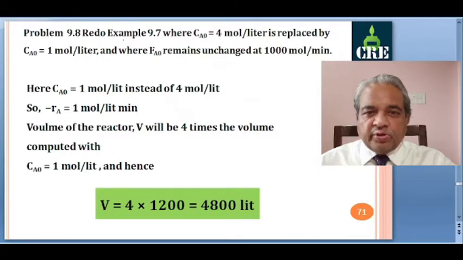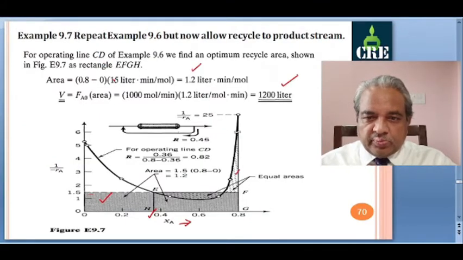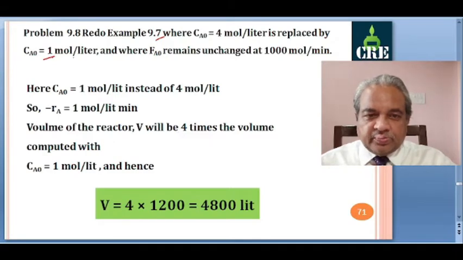9.8. Now we have to redo this example 9.7 with Ca0 is equal to 1 mole per liter instead of 4 moles per liter. Again same thing, Fa0 remains unchanged. So here in this problem, everything remains same, except this is changed to 1. So volume will be 4 times as we have seen in the previous problem. So 4 into 1200, that is 4800 liters.